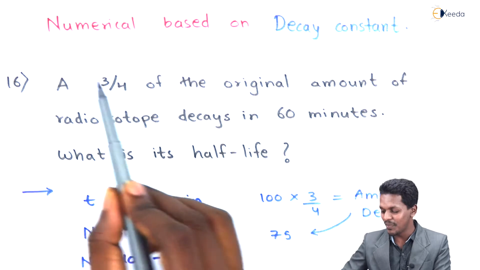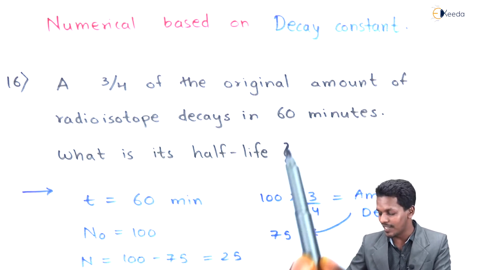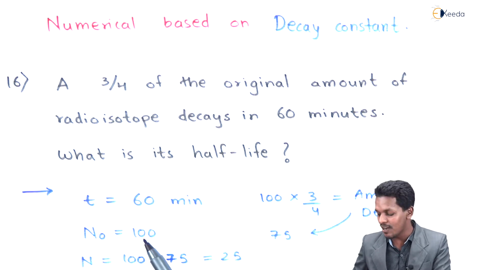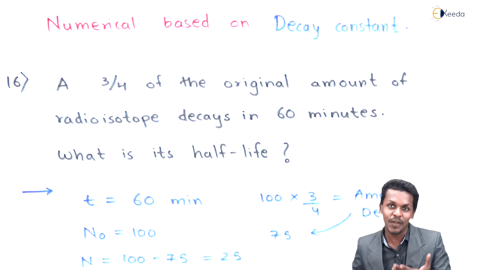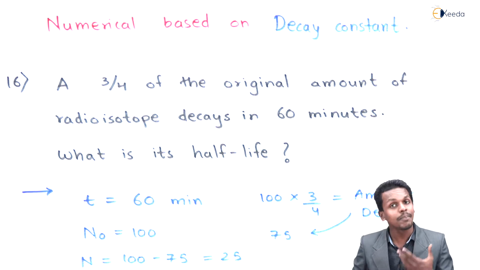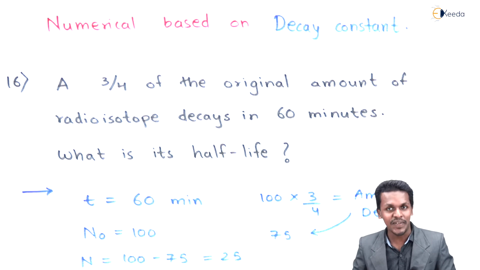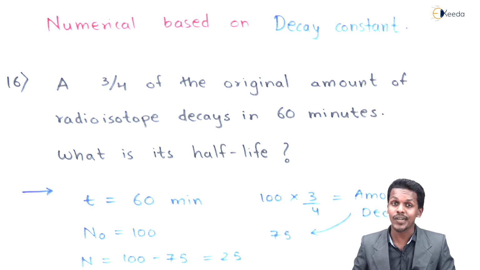So here, by understanding this statement clearly, we have not only got the value of N naught, but also the value of N. This is how we can solve a particular numerical. We have N naught, N, and the time. Based on these three data, we can easily calculate the decay constant, and from the decay constant we can easily calculate the half-life. So let us first find out the decay constant for this question.